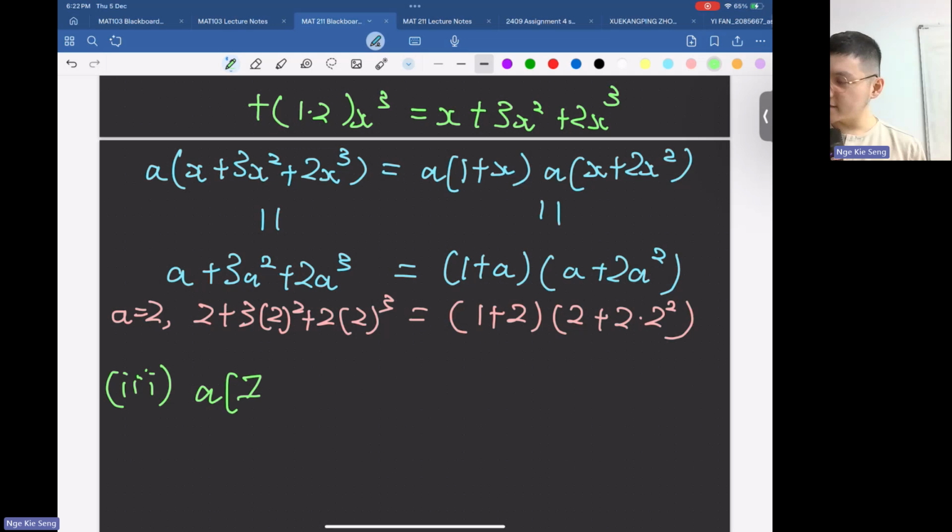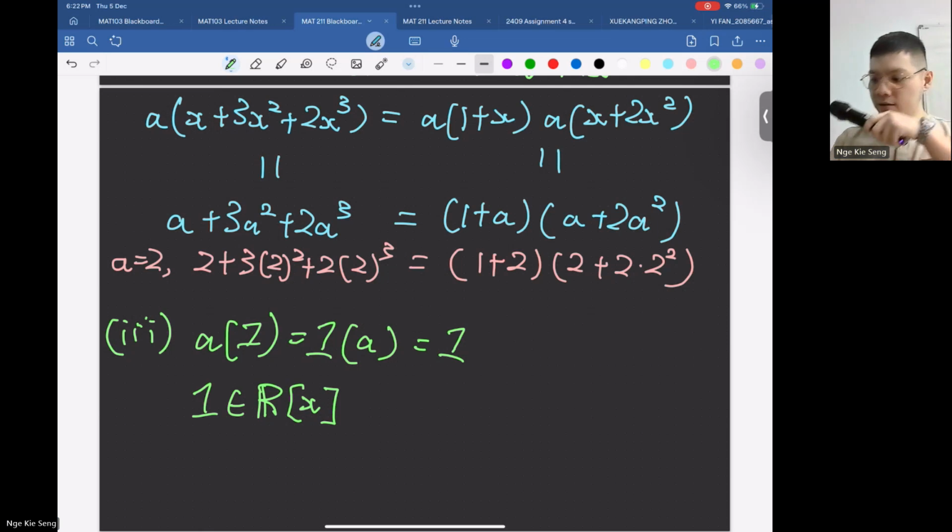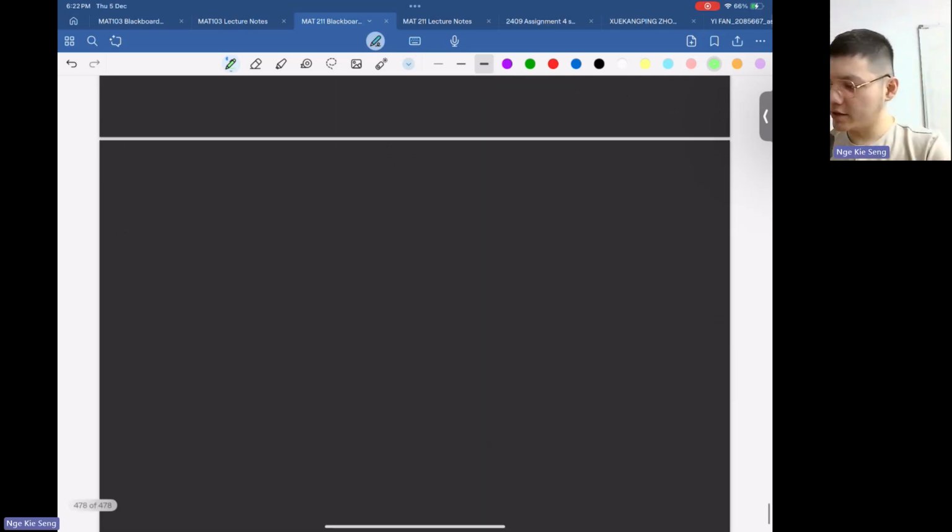Lastly, what's the last one? A of identity is identity. Is it true? Why? What is 1 in R[x]? The constant polynomial. So if you evaluate your constant polynomial, what do you get? You always get 1. Okay, you always get 1. This is the 1 in R. Yeah, what time is it? Okay, good. So continue.